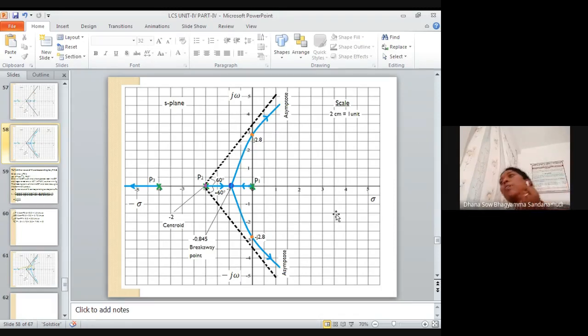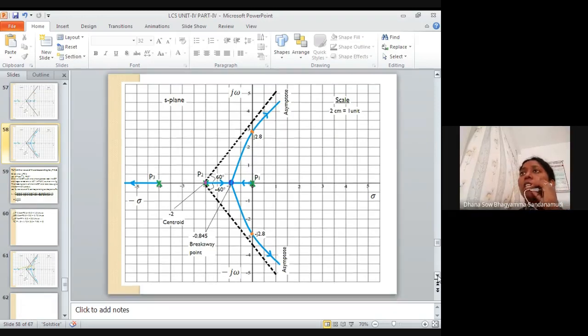In the problem they have asked you to determine the k value with the given damping ratio. The given damping ratio is 0.5. I'm changing the slide.